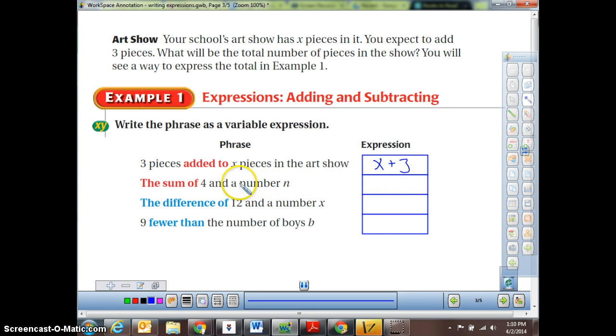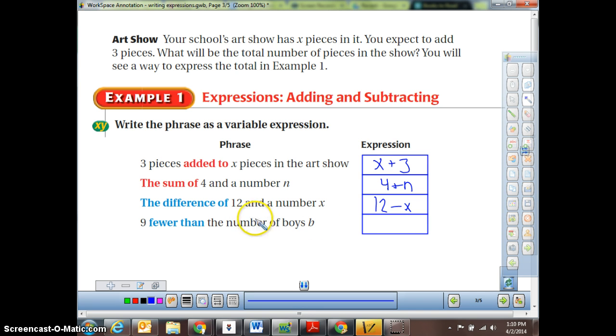The sum of 4 and a number n. Sum tells us we're going to be adding. The sum of 4 and a number n. So we're going to say 4 plus n. And again, order doesn't matter here because we're adding, so you could have had n plus 4. That's fine. The difference of 12 and a number x. So the difference means subtract. We're going to take 12 and find the difference between 12 and x.